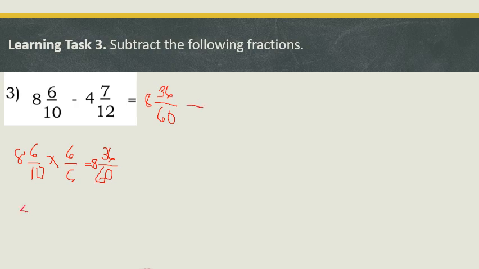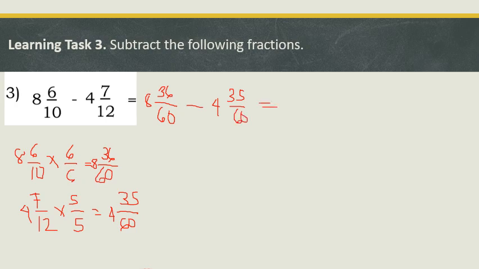So, yung 4 and 7 over 12. Ano pwedeng natin i-multiply para maging 60 yung denominator? Anong pwedeng multiply sa 12 para maging 60? Yun po ay 5. Then, 7 times 5 is 35. Then, copyhin natin yung whole number. So, kaya yung 4 and 7, 12 ay magiging 4 and 35 over 60.